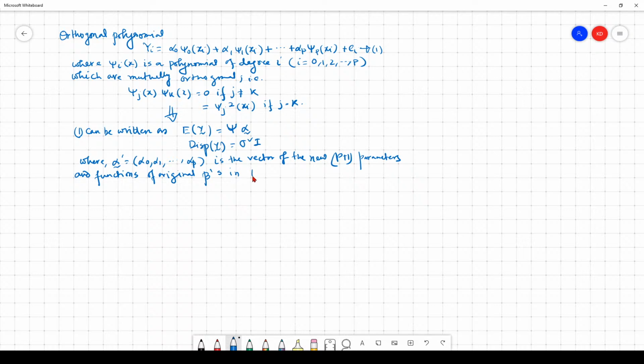If you assume the equation expectation of y given x is equal to beta naught plus beta 1 x plus beta 2 x square up to beta p x to the p, and this psi is the matrix of coefficients of psi j xi with orthogonality property.